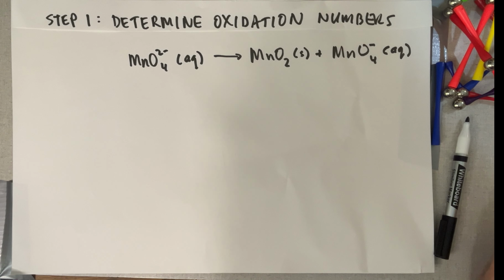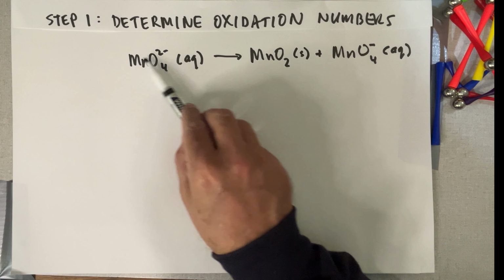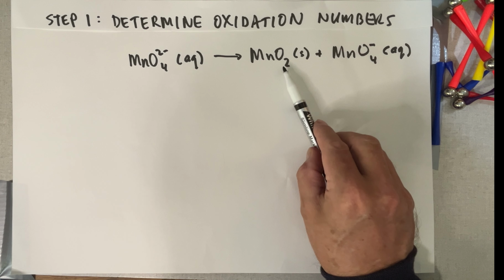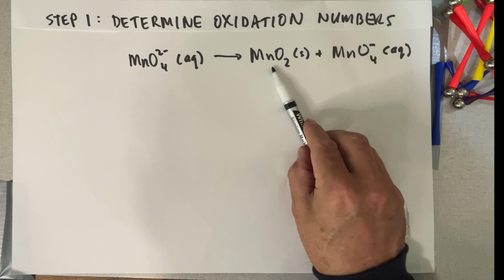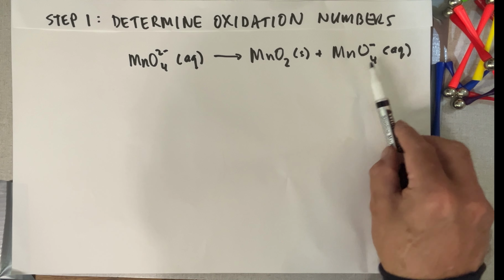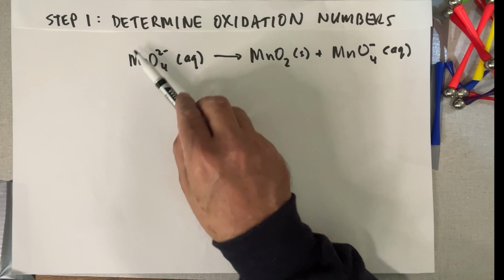Right, let's get started with the first problem. Maybe not a bad idea to start by first naming the species that's involved. You have MnO4 2-, that is called manganate ion. You have MnO2, that is manganese dioxide. And you have MnO4-. This is permanganate. So permanganate, manganate.